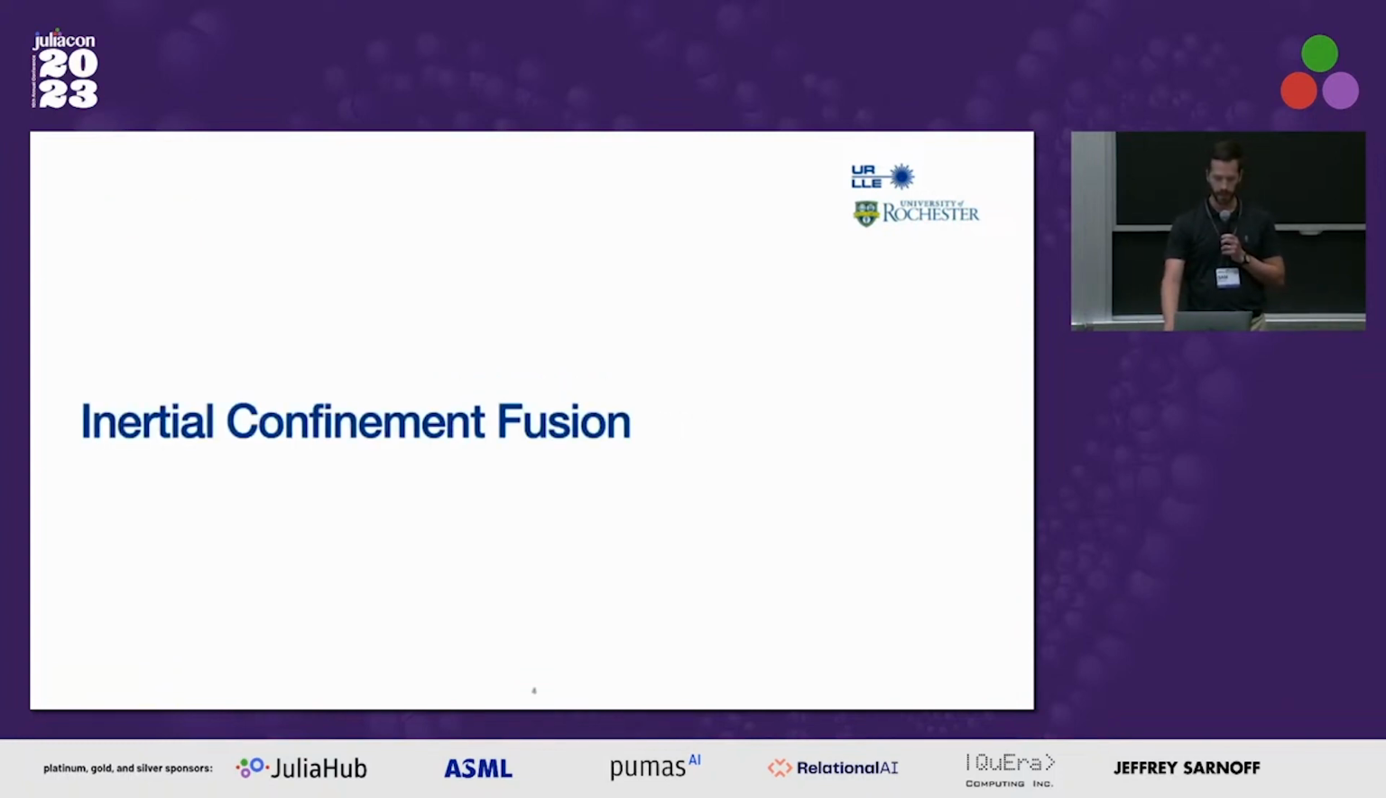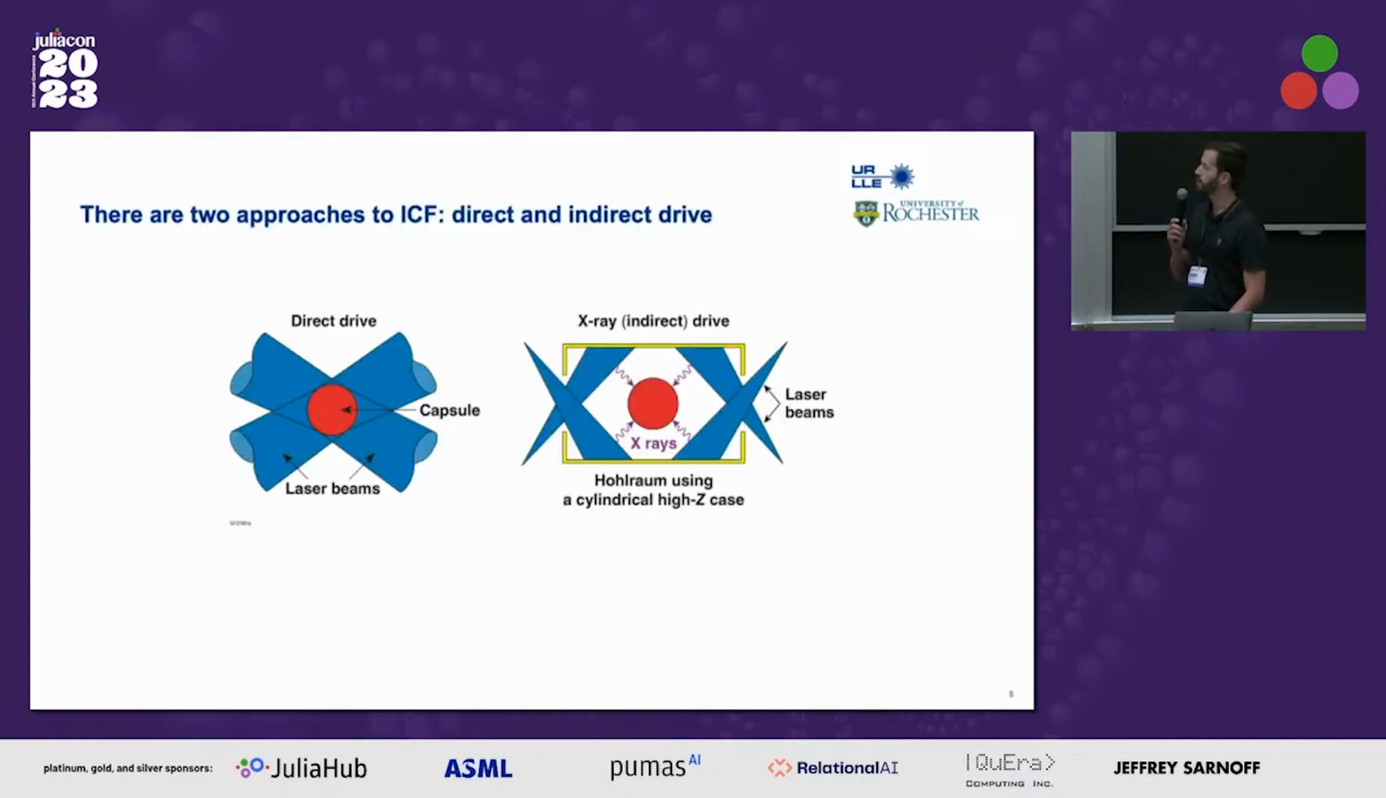So we'll go over a brief introduction to inertial confinement fusion. I'll mostly work with pictures here. There are two main approaches to ICF: direct and indirect drive. On the right, we see indirect drive, where we have a hohlraum, which is a gold can, and they shoot laser beams into the holes on either side. What this does is it ablates the gold on the inside, creates X-rays, and drives our little target in the middle inward.